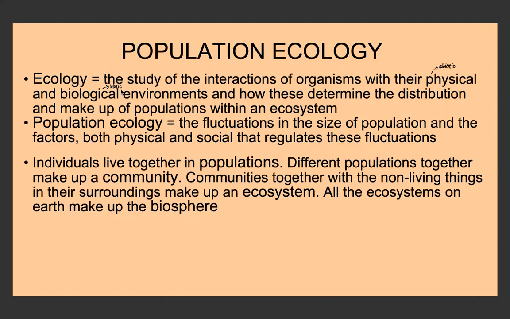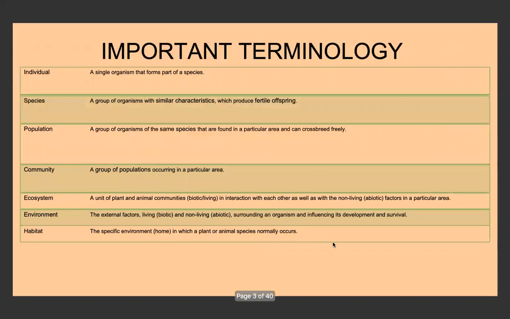Individuals live together in populations. Different populations together make up a community. Communities, together with all the non-living, so the abiotic things in their surroundings, make up an ecosystem. And all the ecosystems on Earth make up the biosphere. These terms are all really important terms to know for this section. And you can read them through here. I'm not going to read through them, but you can just pause the slide. These definitions are quite important to know.